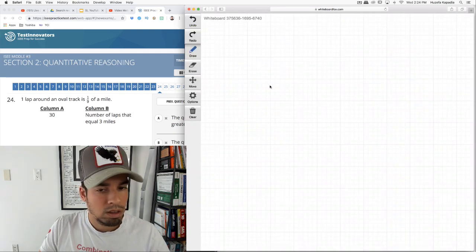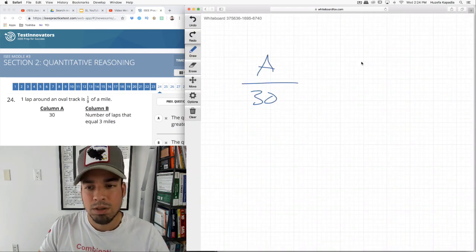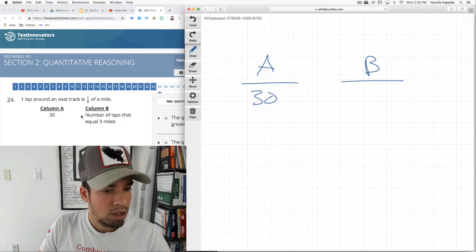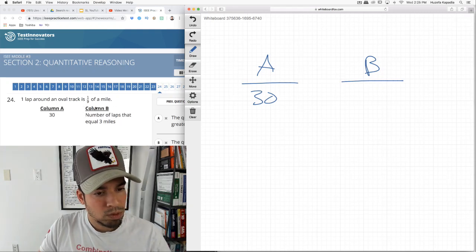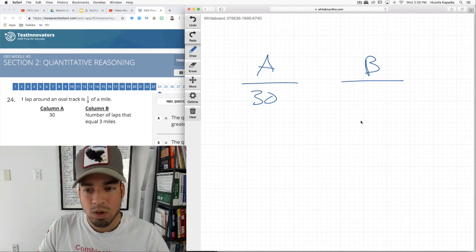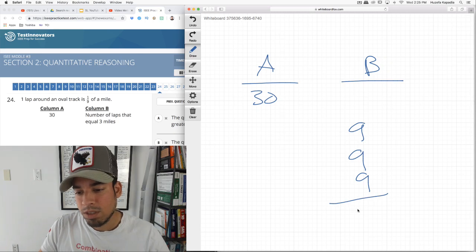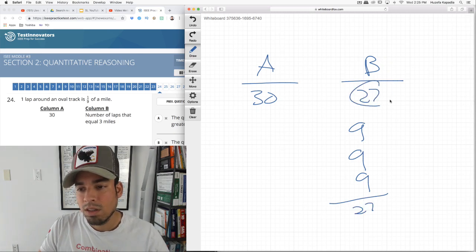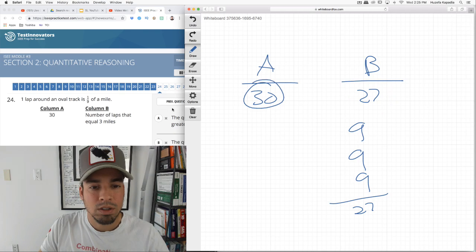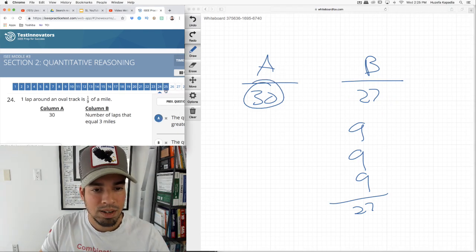Next. We just got to figure out is B bigger than 30 or not. So 1 lap is 1/9 of a mile. So we do 9 laps for 1 mile. Another 9 for 2 miles. Another 9 for 3. 9 plus 9 plus 9 is 27. So, A is bigger. Next.